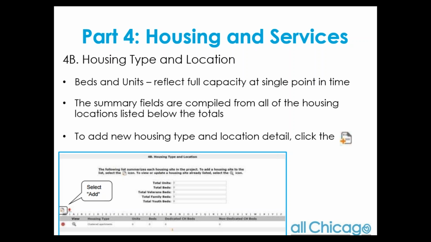It shouldn't change. And the summary fields there that you see in that screenshot are actually compiled from all the housing locations that you'll list below. So you go to that little icon, again with the paper and the plus sign, and you'll add a new housing type and location detail. So you'll basically indicate what that particular location is, whether it's one or multiple. You'll have to enter in all of them. And that'll ask whether it's dormitory style, SROs, etc. And it'll ask you what type and how many beds, and then it will populate the total based on what you provide.